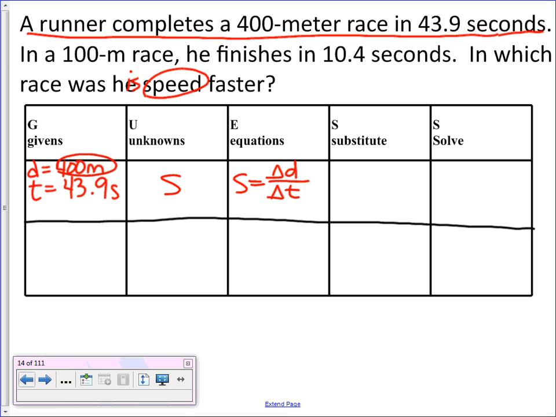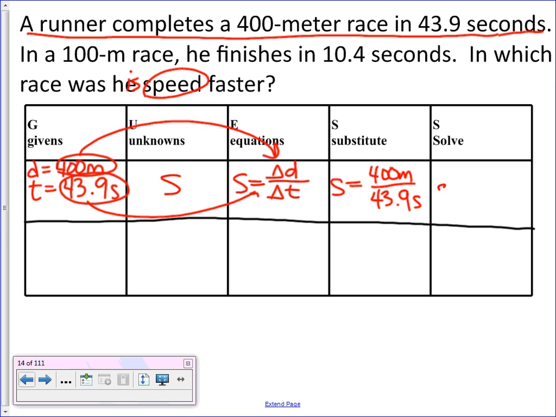If we substitute it in, put 400 in for distance, 43.9 in for time, plug and chug it out, we get speed equals 400 meters divided by 43.9 seconds. Solve it out, we get meters over second. 400 divided by 43.9 is 9.1. Meters per second.